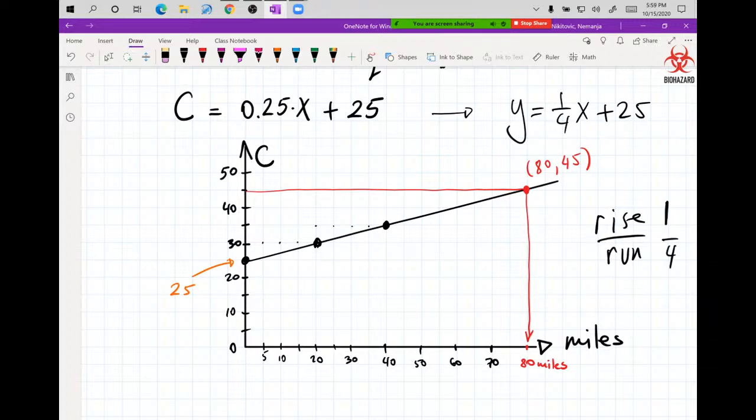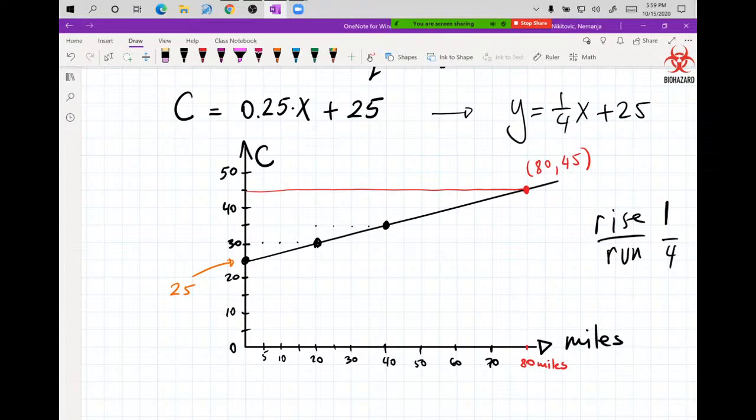So you can see that we actually intersected two lines. The black line, I'm going to erase this one for now. The black line is the cost equation, and the red line is the horizontal line. You can call that y equals 45, which is the line that says, okay, you have $45 worth of money.